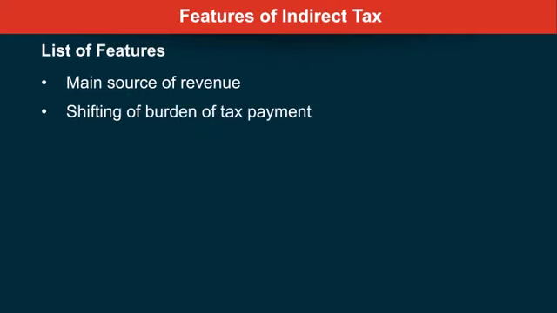Next is shifting of burden of tax payment. As we have seen that in indirect tax, the burden of the tax payment is not on the taxpayer, but the taxpayer is shifting the burden to their clients, and ultimately the burden of indirect taxes is borne by the ultimate customer. Next is it is levied on goods and services.